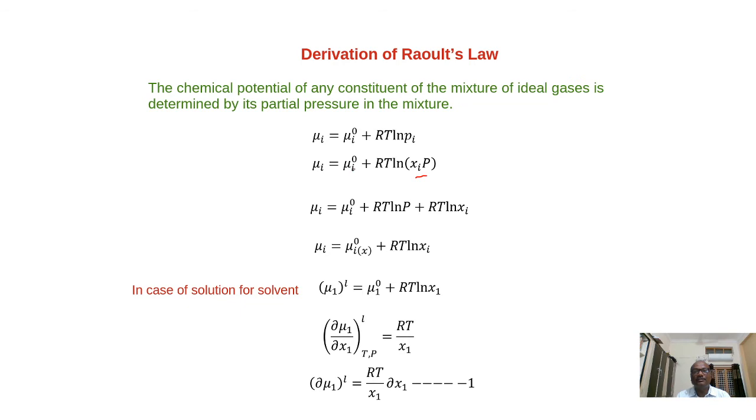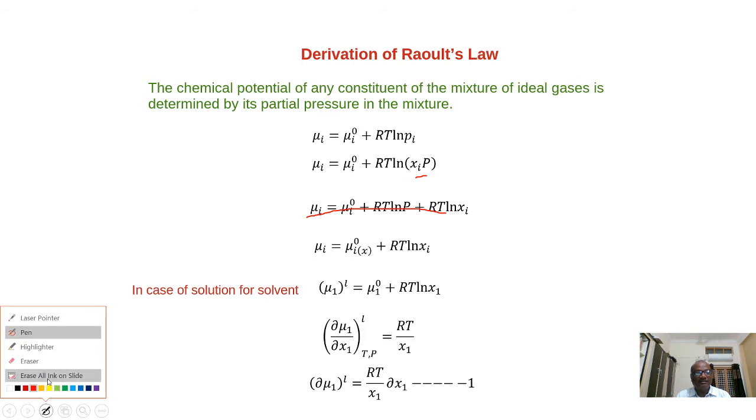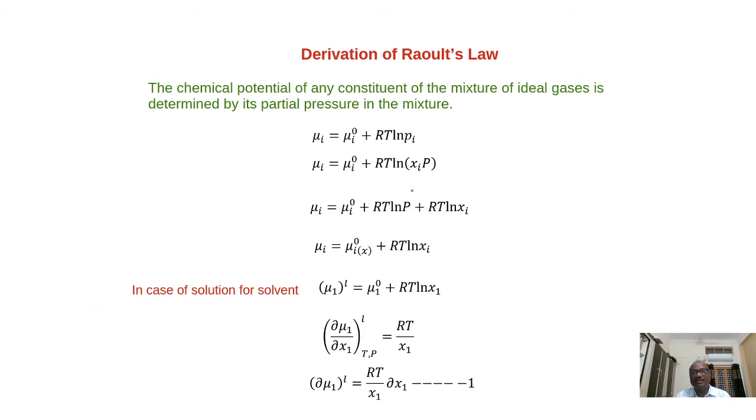So mu i is equal to mu naught i plus RT log Xi P. Let us apply the logarithm: log AB is equal to log A plus log B. So mu i is equal to mu naught i plus RT log Xi plus RT log P. But the system is present at constant pressure, so log P becomes constant and vanishes. The remaining equation is mu i is equal to mu naught i plus RT log Xi.